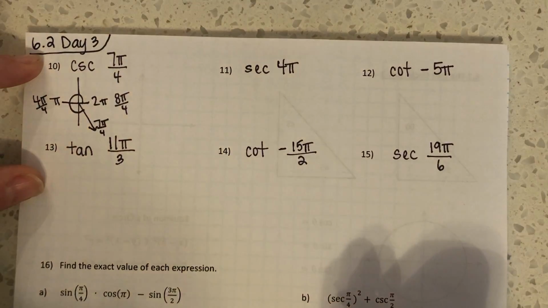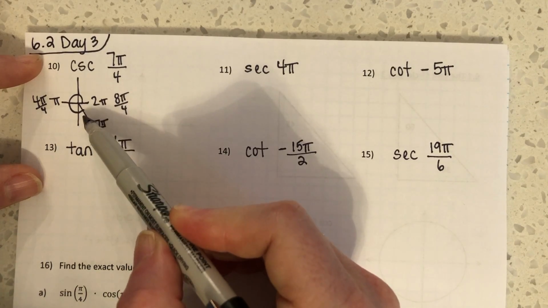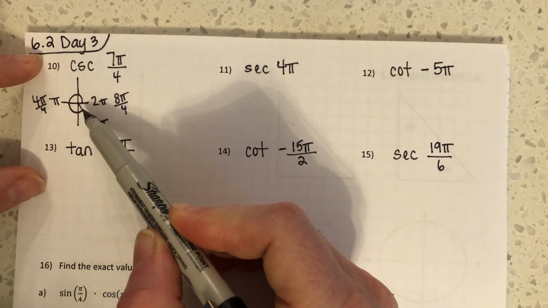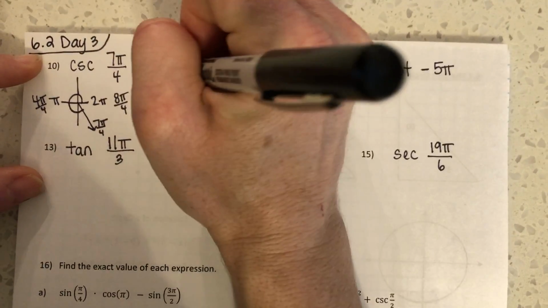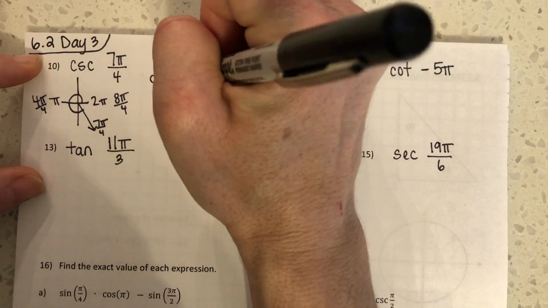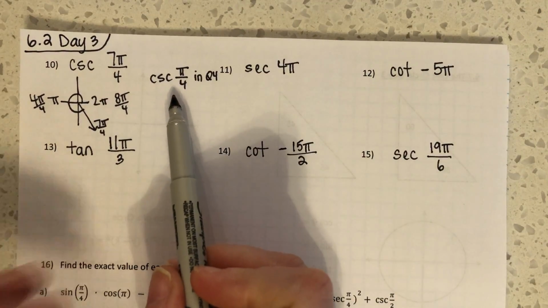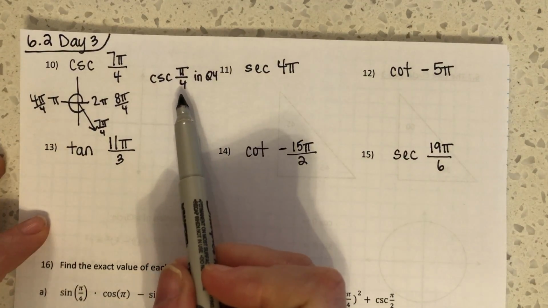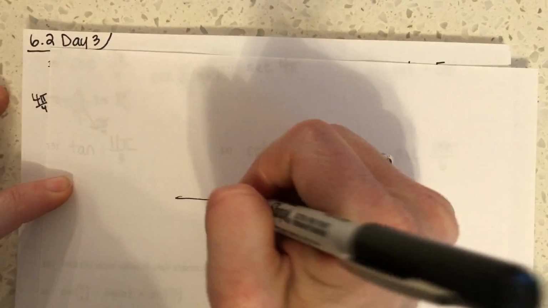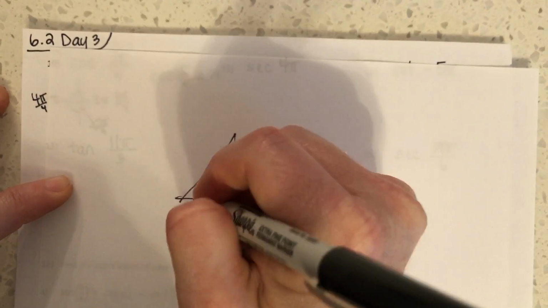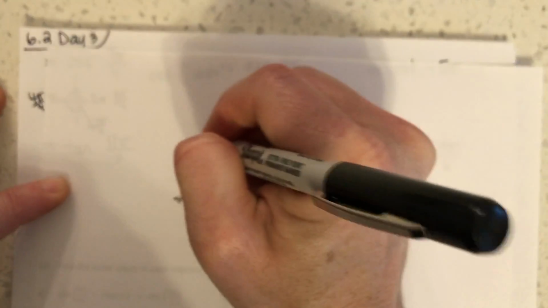Well, remember, 7 pi's over 4 won't fit inside of a right triangle, but the reference angle will. So the reference angle is 1 pi over 4. So what you're really finding is the cosecant of pi over 4, but it landed in quadrant 4. Okay, well, what is the cosecant of pi over 4? What is the cosecant of 45 degrees? Well, you can either whip up a special right triangle real quick, right? 45, 45, that's 1 to 1 to root 2.